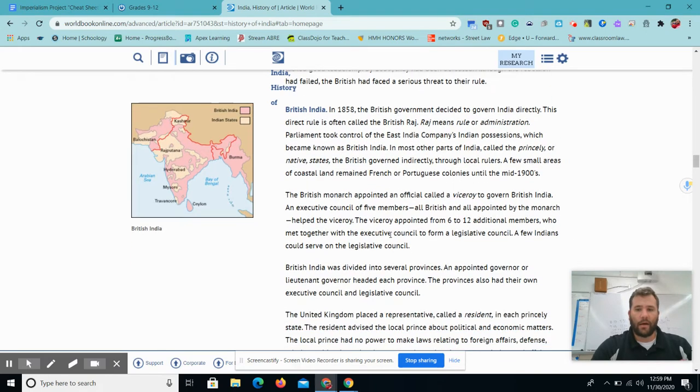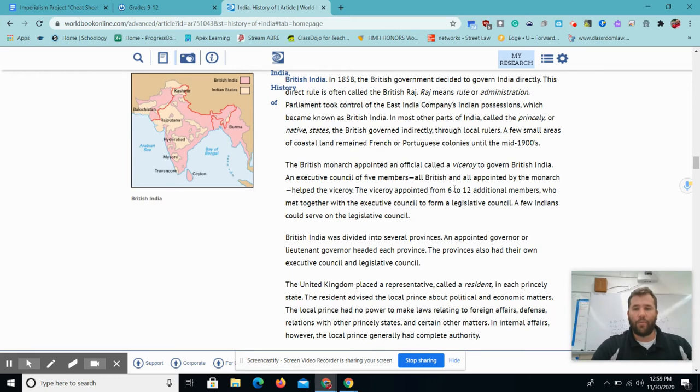What else can we say? The Viceroy appointed 6 to 12 additional members who met together with the Executive Council to form a legislative council. Few Indians could serve on the legislative council. Right. So it talks about how they're controlling it.